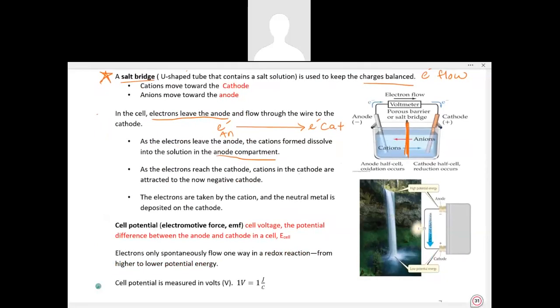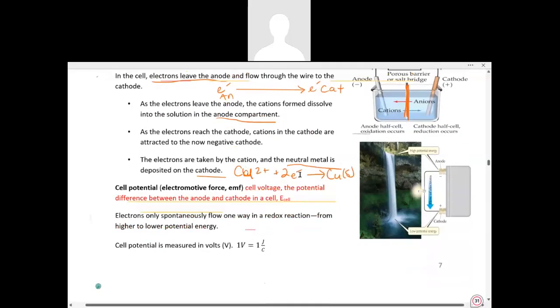Then electrons are taken by the cation, and we see that neutral metal is deposited on the cathode. So this will be referring to our copper 2+. We add some electrons, and then we get copper solid on our cathode. So that's the setup and the general form that you're going to see of these voltaic cells.